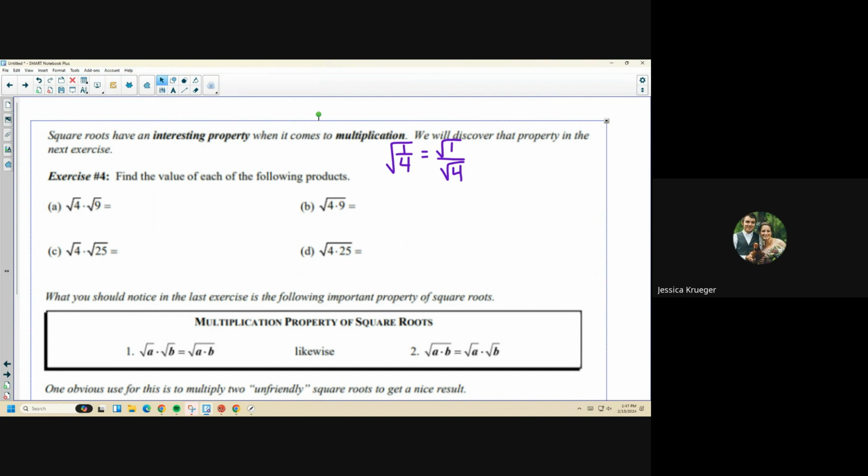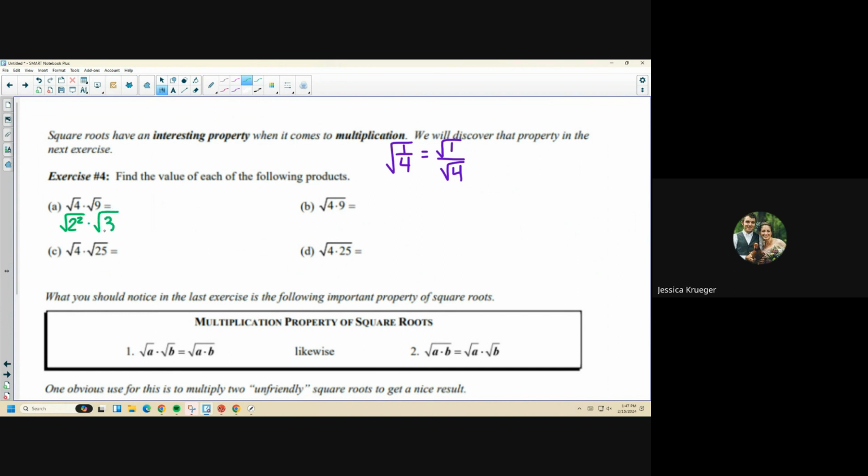But we're going to see how this would work. So the first thing we're going to do is figure out what the square root of 4 and the square root of 9 are, and then we'll multiply them together. 4 is 2 squared. 9 is 3 squared. The square root of 2 squared is just 2. The square root of 3 squared is 3. 2 times 3 is 6. So I think the square root of 4 times the square root of 9 might be 6. And we took our square root first and multiplied the result.